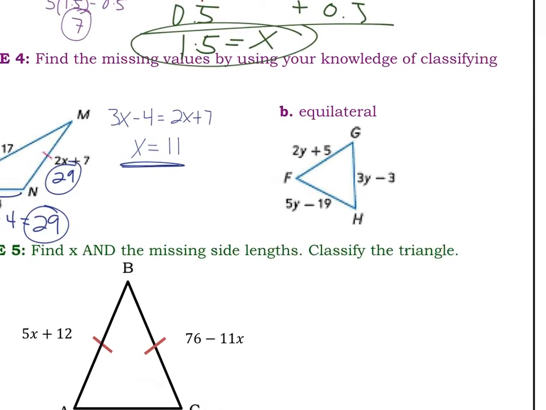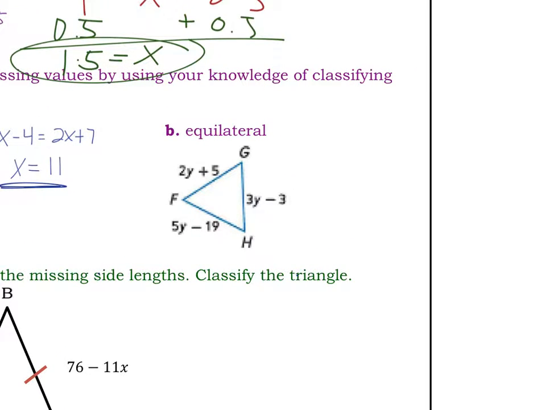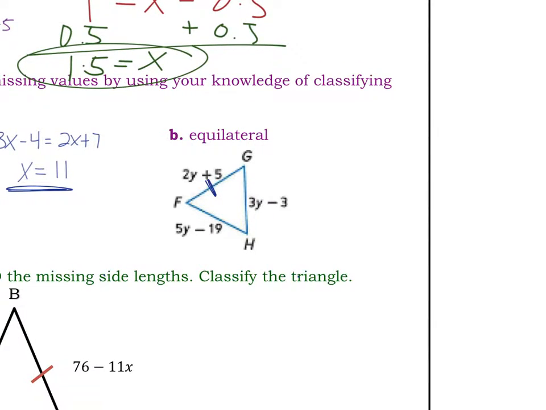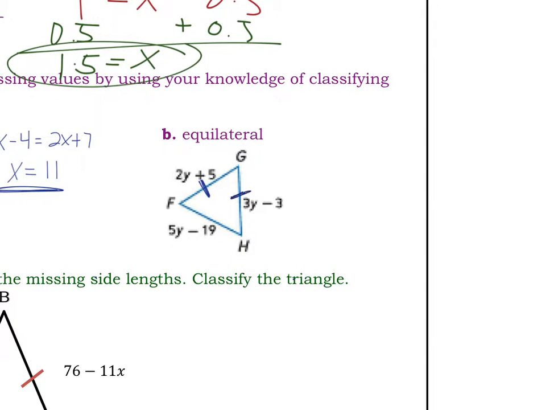What about on B? What do you know about equilateral triangles? They're equal on all sides. All of the sides are equal to each other. So what do we do to solve here? Actually, you could just put two equal to each other, find y, and then plug it into the rest of them.